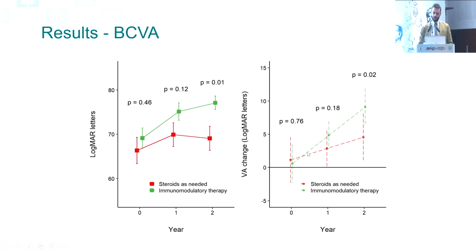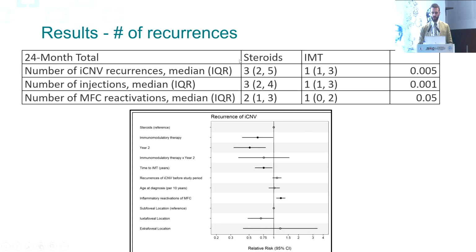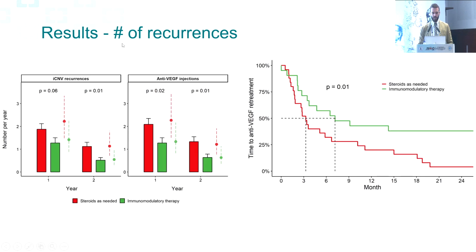And it's the same thing for the change in visual acuity from the baseline. What about the number of recurrences? You will see that patients who were treated with steroids PRN have a higher number of recurrences compared to patients who were immunosuppressed. So this is the number of recurrences reported in a graph. Steroids as needed has a significantly higher number of recurrences compared to the immunosuppressed patients at year 1 and more at year 2. And of course, the number of anti-VEGF injections that were used was higher in patients that were treated with PRN steroids compared to immunomodulatory treatment.